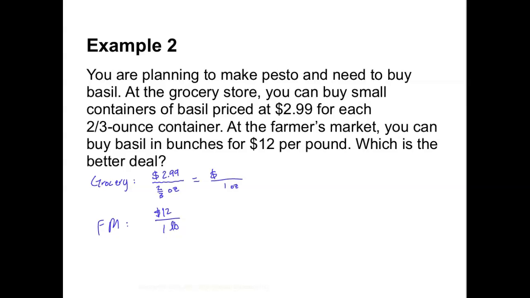So in our calculator, we're just going to do 2.99 divided by, now this is important, open parentheses, 2 divided by 3, close parentheses. So I get 4.485. So we'll just round that to the nearest cent. So $4.49 per ounce.